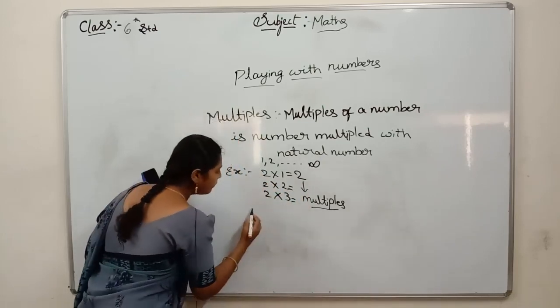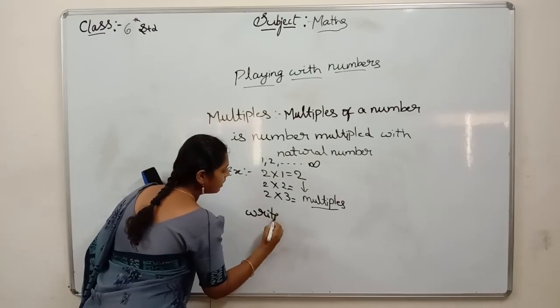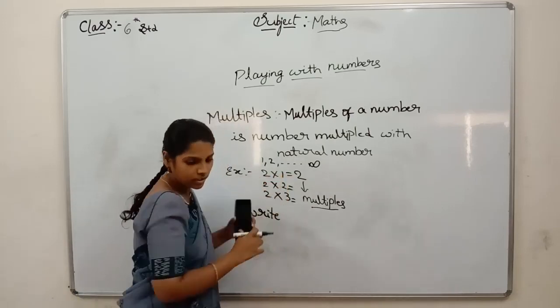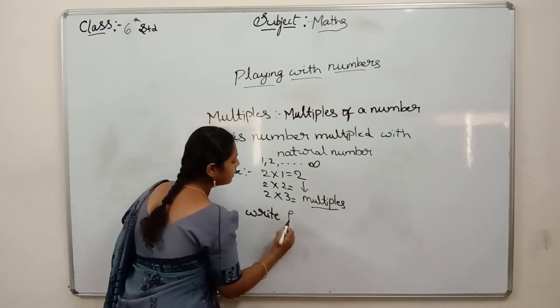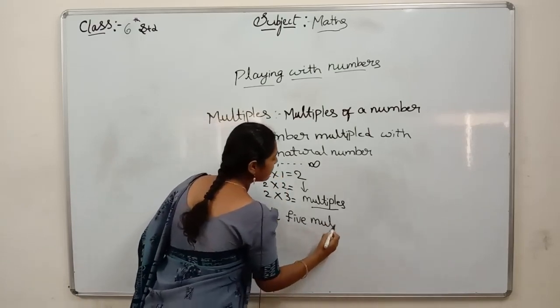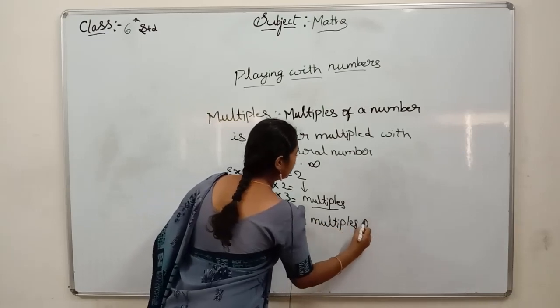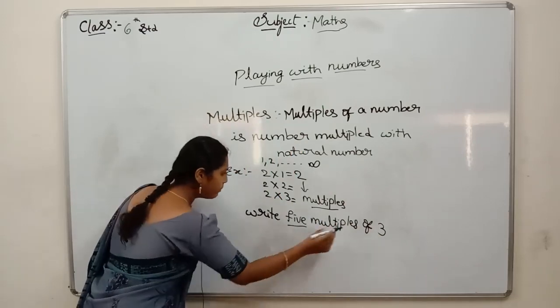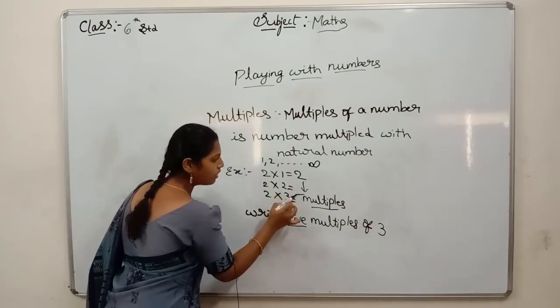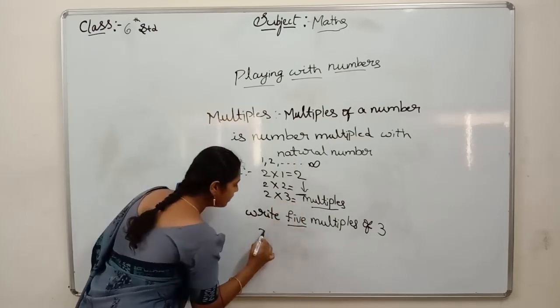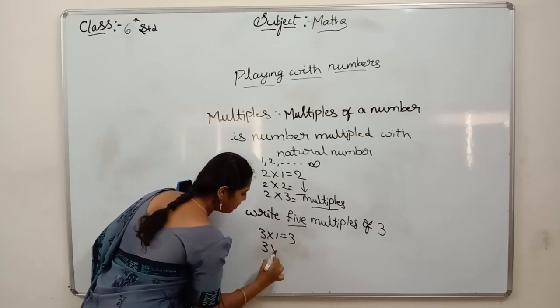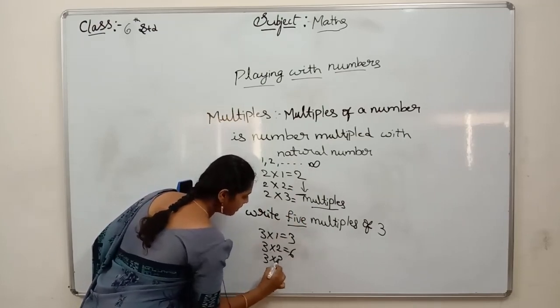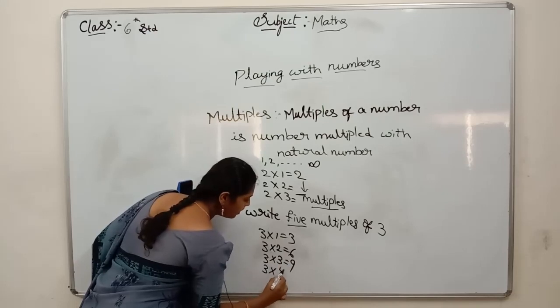One more example I'll give. Write 5 multiples of 3. Then how can we write? They asked 5, so 5 multiples means this only. Last, what will we get as the answer? That only is the multiples. 3 ones are 3, 3 twos are 6, 3 threes are 9, 3 fours are 12, 3 fives are 15. They asked 3 only. These are the multiples.